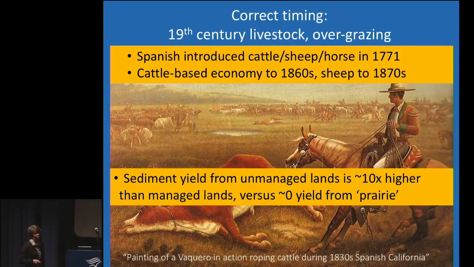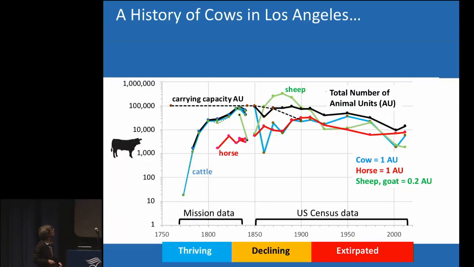So I decided, though, in order to really do this and to get any attention, I was going to have to quantify the number of cattle and the magnitude of this sediment runoff. And so here is a plot I never thought I'd see, much less produce. This is a quantitative history of cows in Los Angeles, decade by decade, from 1771 to today.